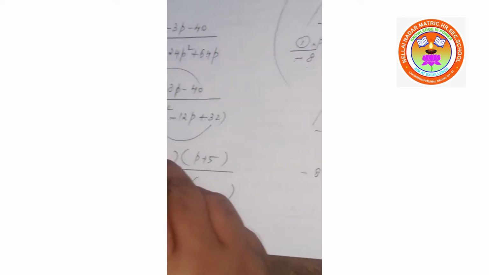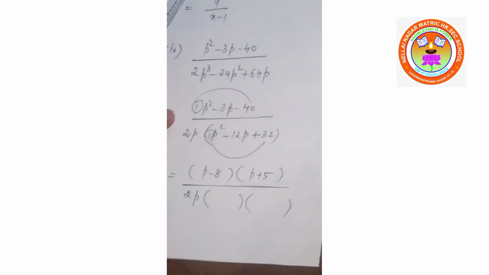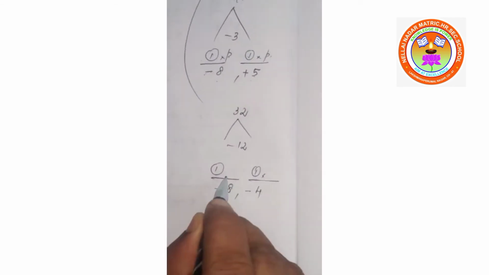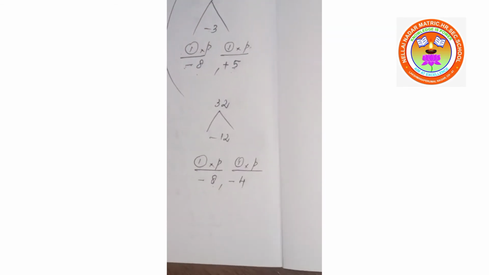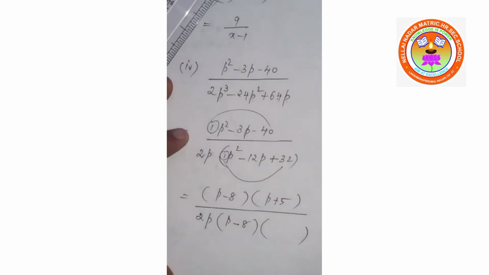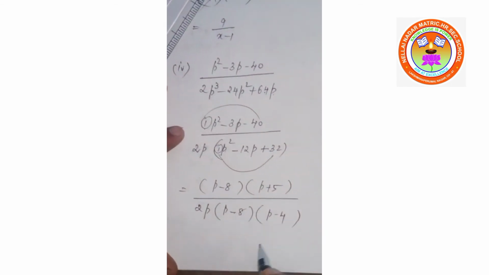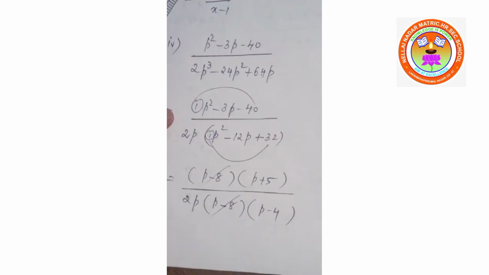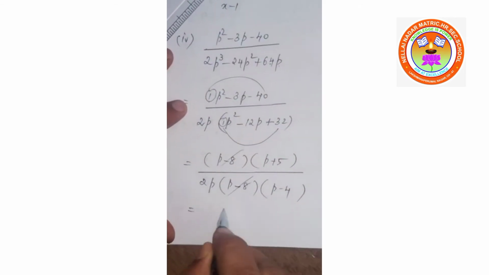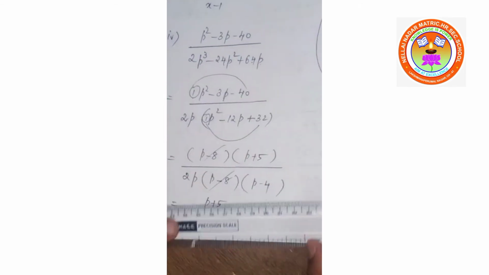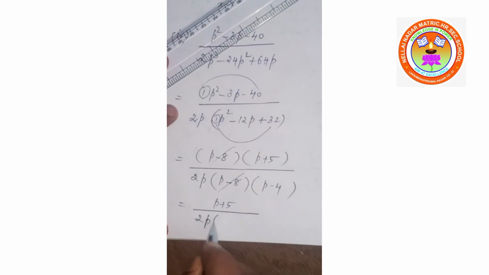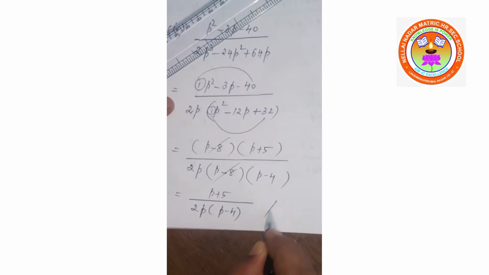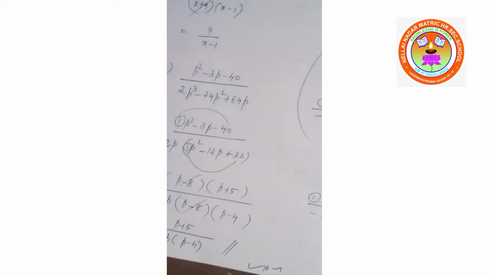Here the coefficient of p squared is 1. Write 1 in the numerator into variable, once again p minus 8, 1 into p minus 4. P minus 8 get cancelled. That's all. P plus 5 alone in the numerator. Denominator, we have 2p into p minus 4. That's all. So question number 1, all the 4 subdivisions are all over.